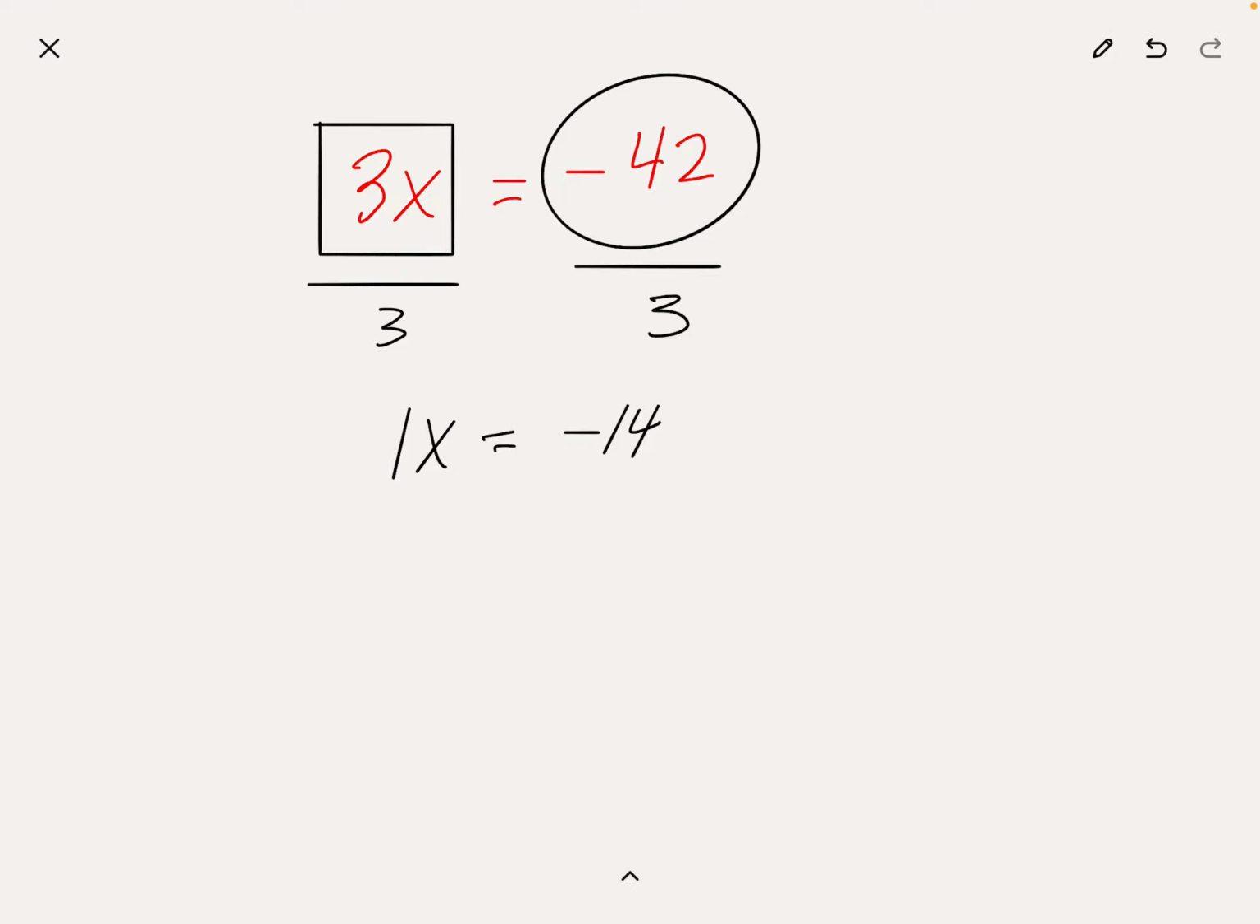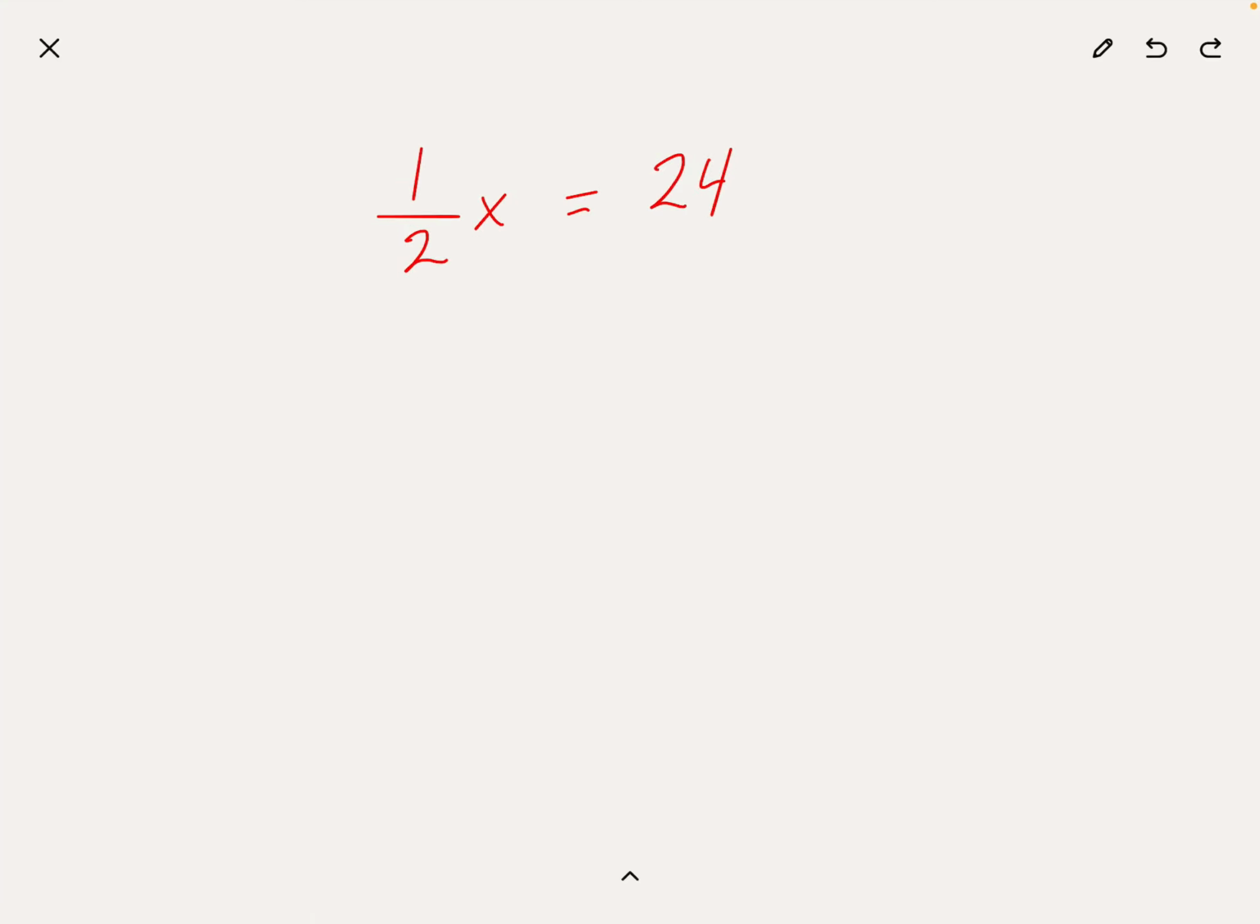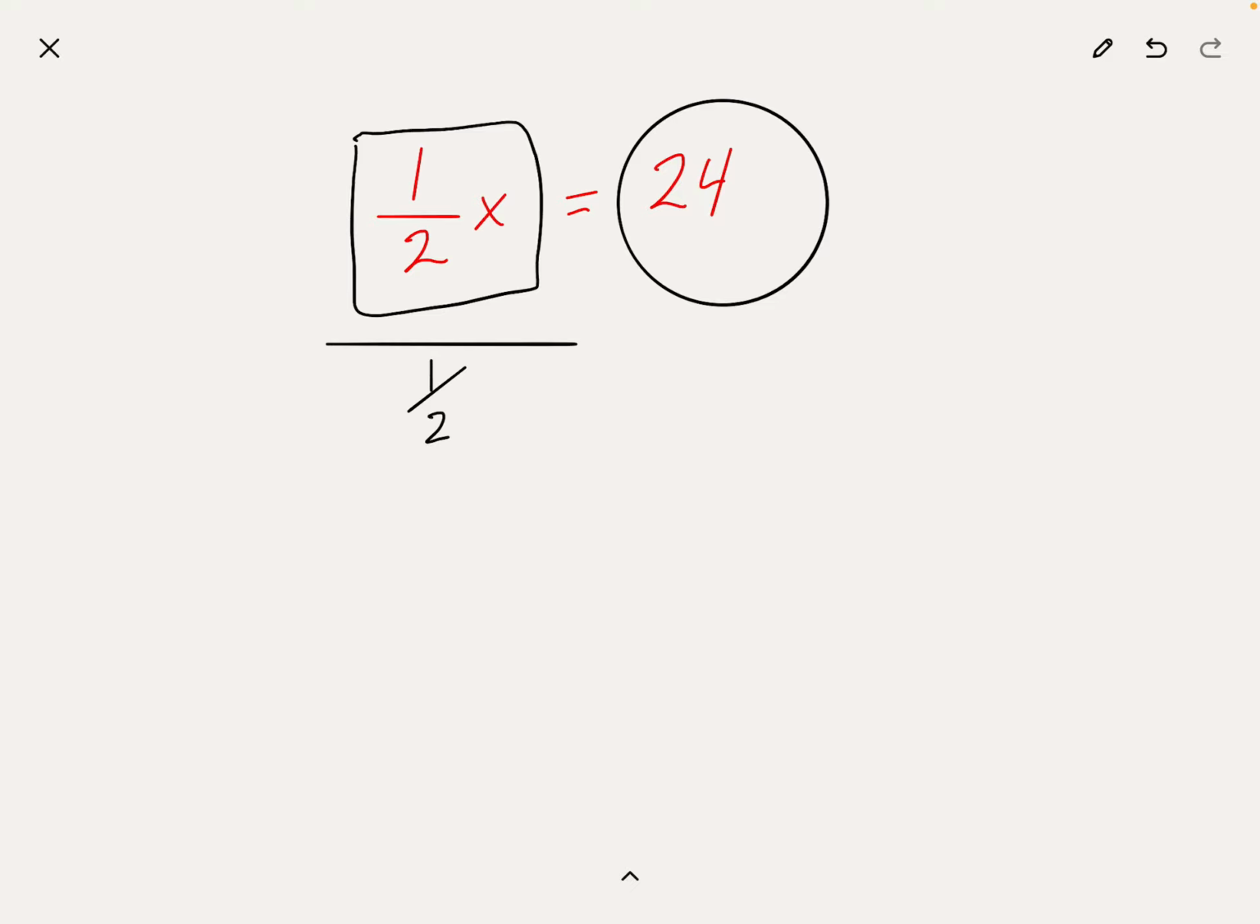All right. Now here's where students have problems sometimes. So I have a fraction here. It says 1/2 x equals 24. This is still an equation, and we can still use boxes and circles. It's the same thing. Put that in a box. Put that in a circle. We can divide by 1/2. You divide this side by 1/2. So 1/2 divided by 1/2 is going to be 1. So it's going to be 1x. And then we got 24 divided by 1/2.